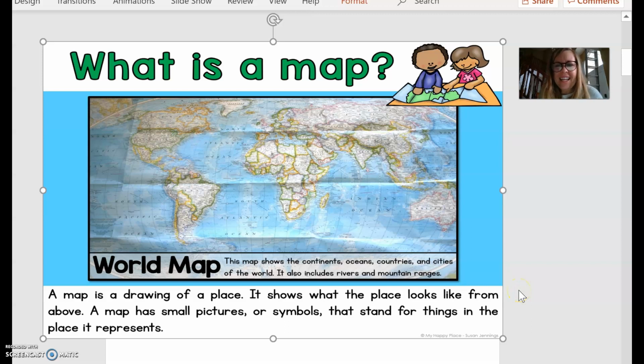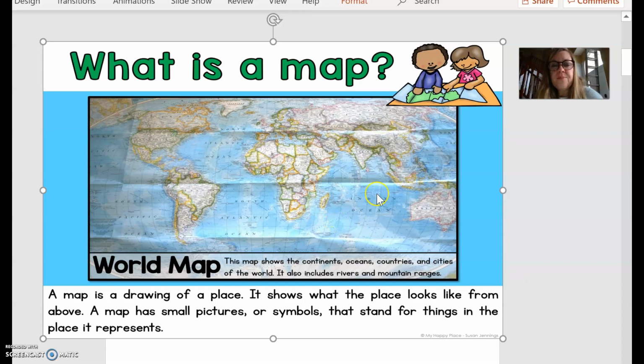Hi guys. So today we're going to talk about maps. When I last saw you, we were learning about maps and we had a map of Pickaway County and Circleville, and some of you went on Google Maps and found your homes, and that was a lot of fun.